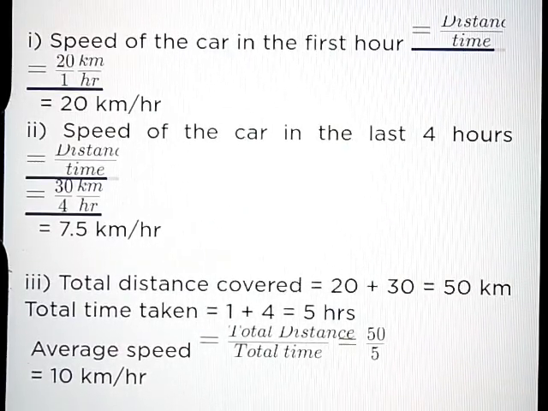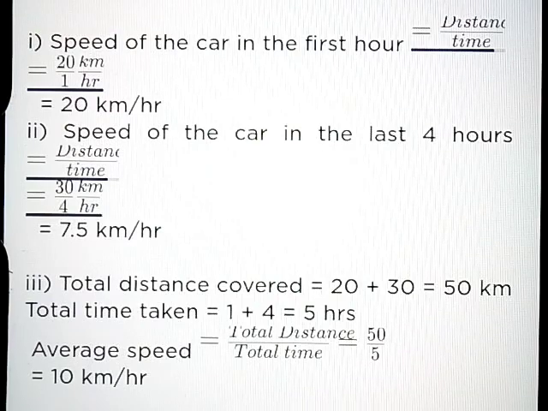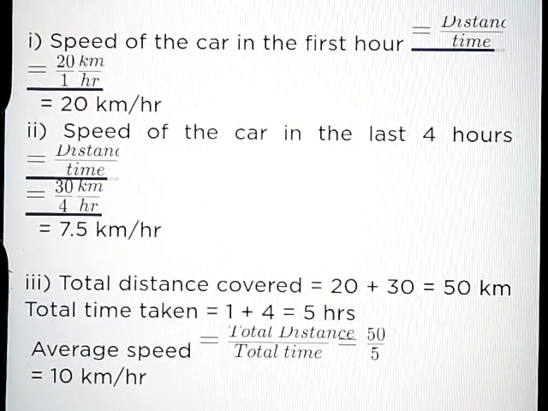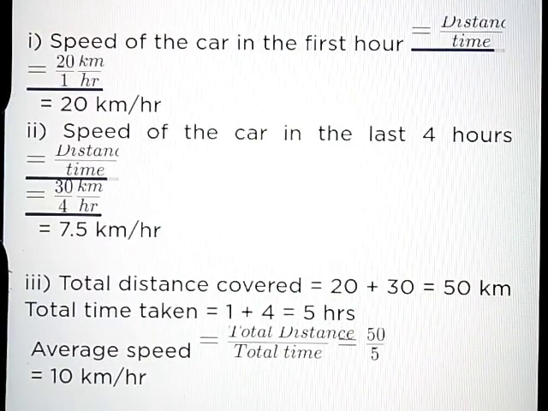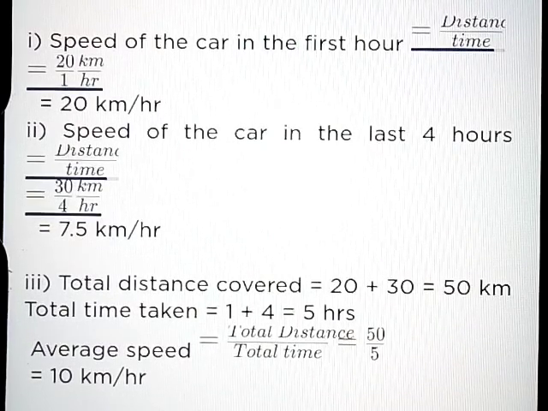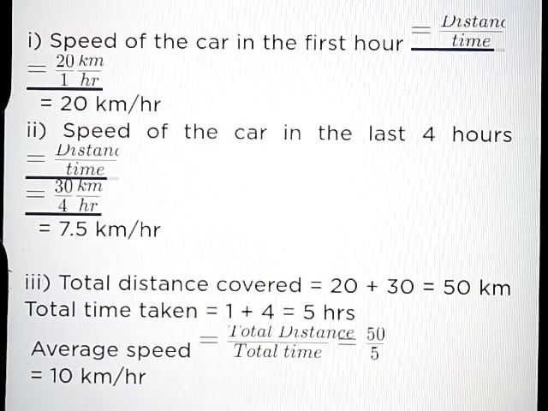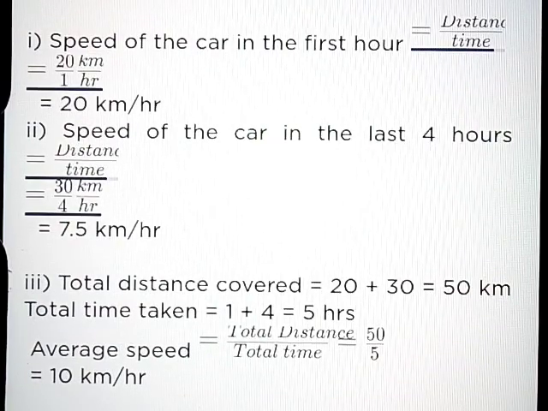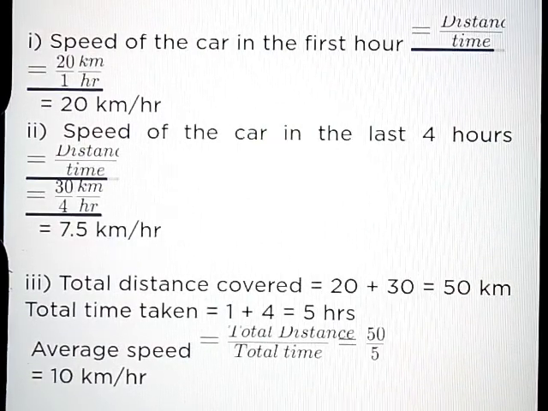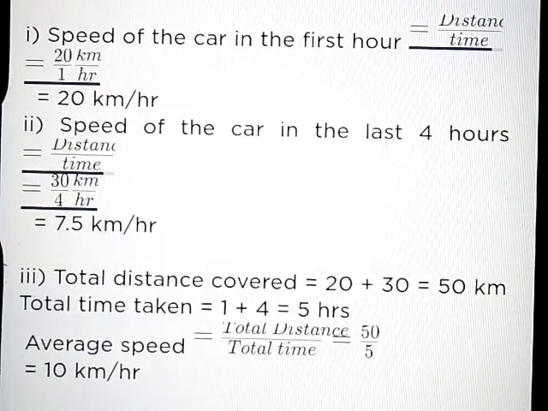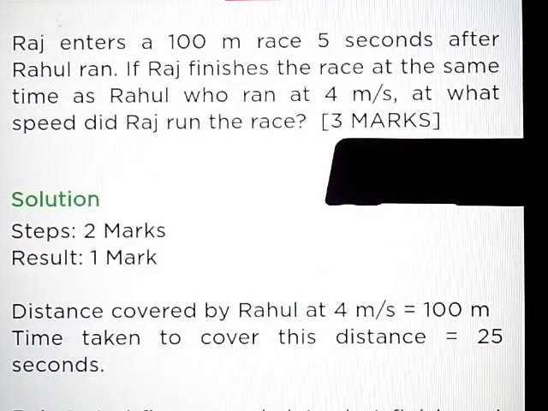Third, total distance covered is equal to 20 plus 30 is equal to 50 km. Total time taken is equal to first plus fourth is equal to 5 hours. Average speed is equal to total distance upon total time, that is 50 upon 5 is equal to 10 km per hour.